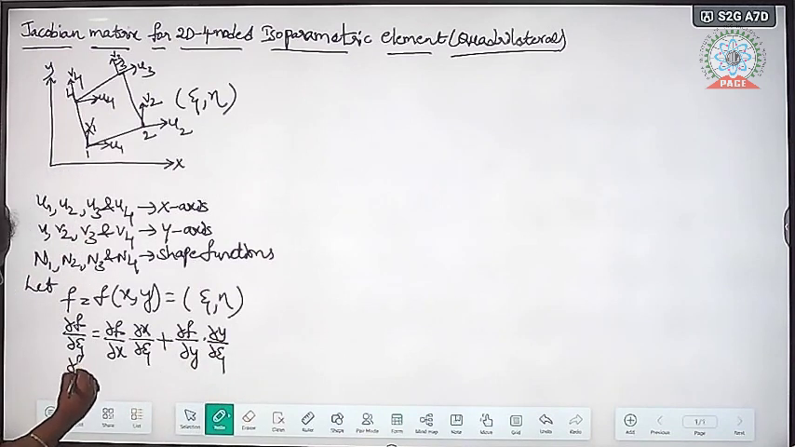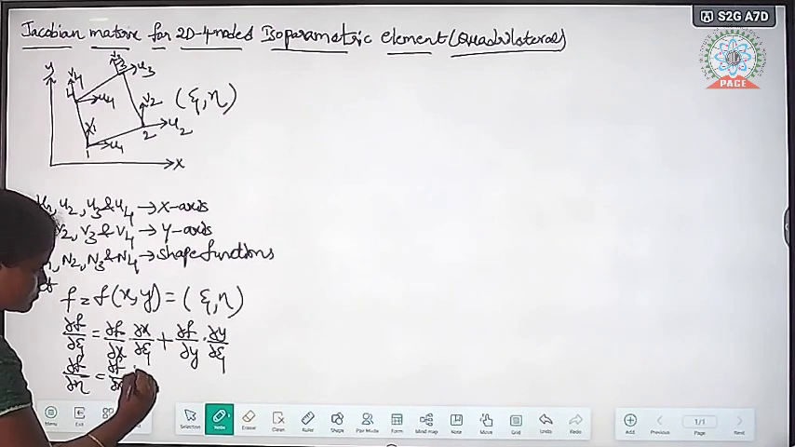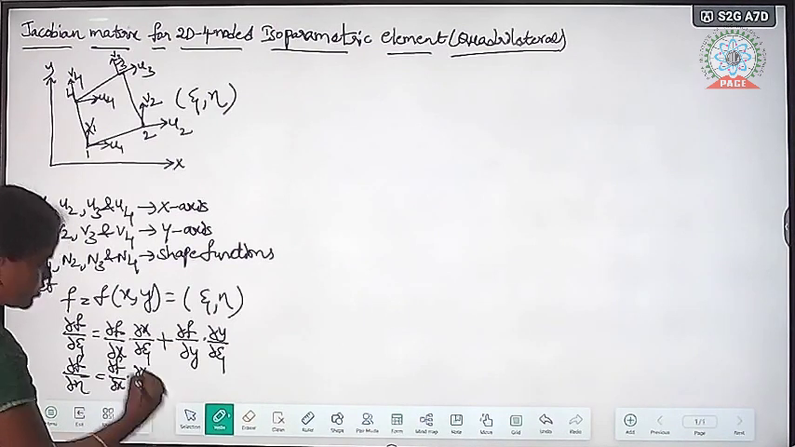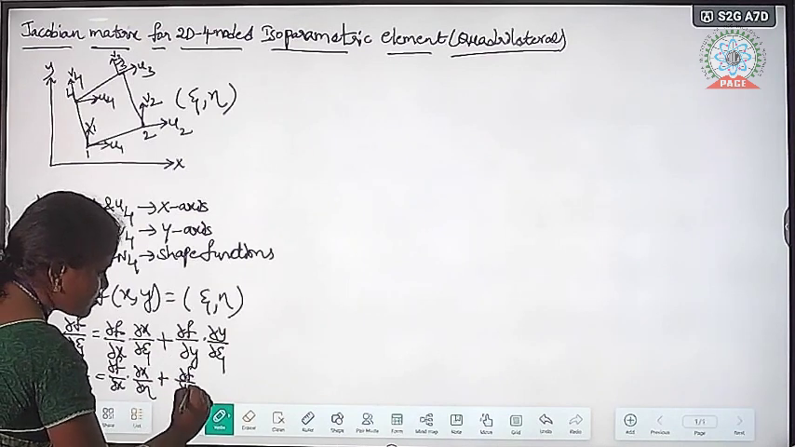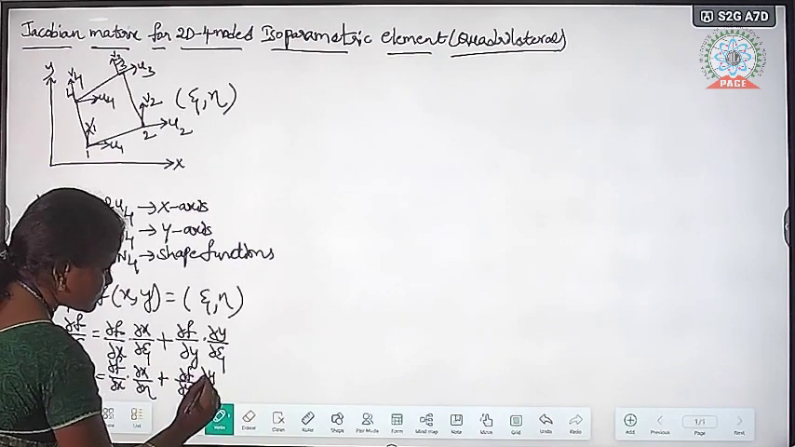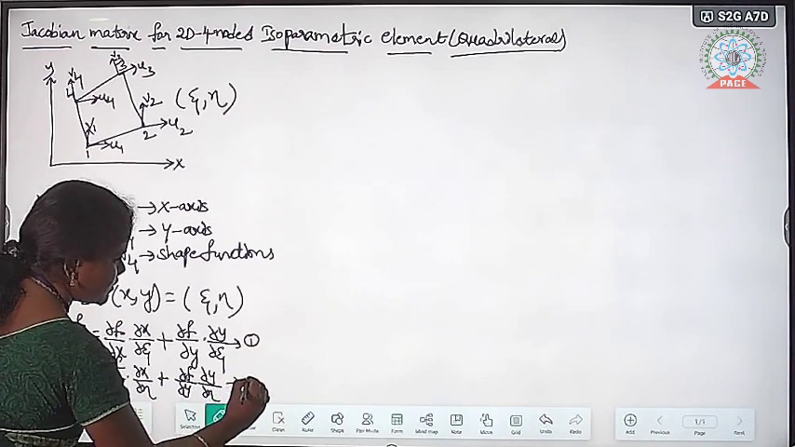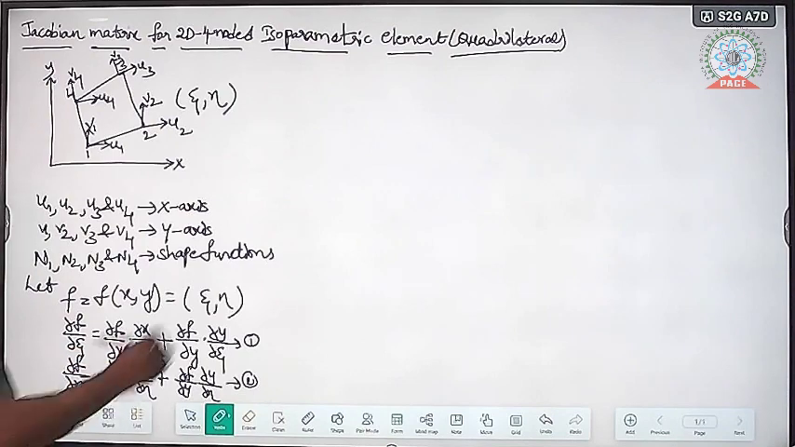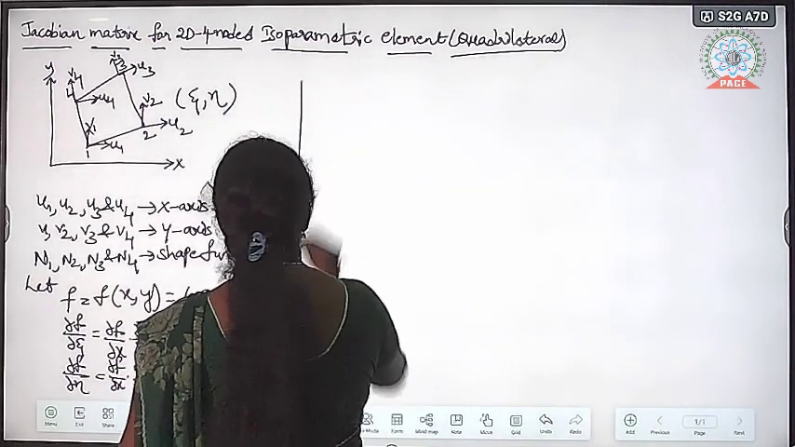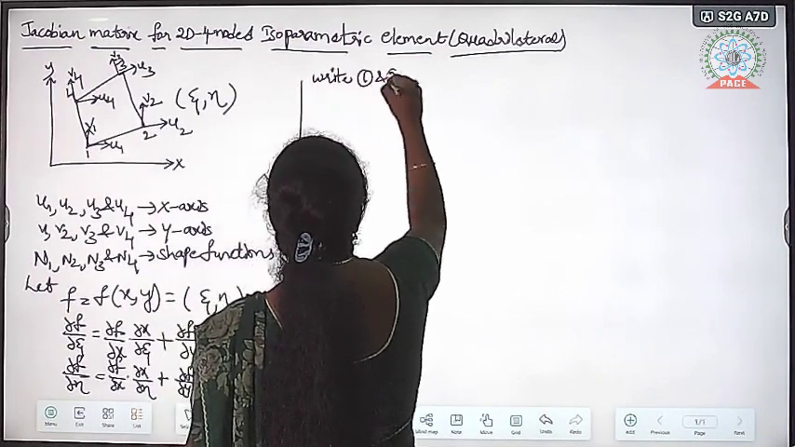Similarly, for eta, dou f by dou eta is equal to dou f by dou x into dou x by dou eta plus dou f by dou y into dou y by dou eta. This is equation number 1 and this is equation number 2. After this, we have to write these two equations, 1 and 2, in matrix form.